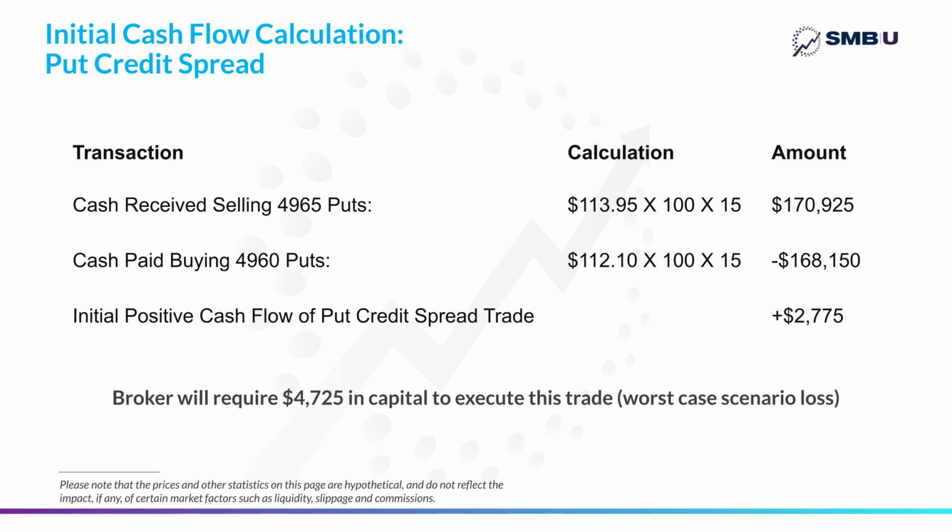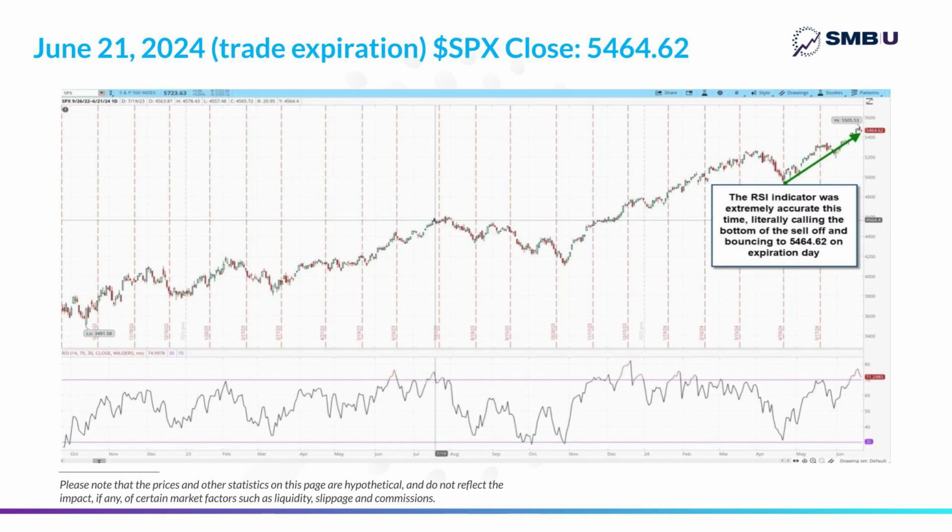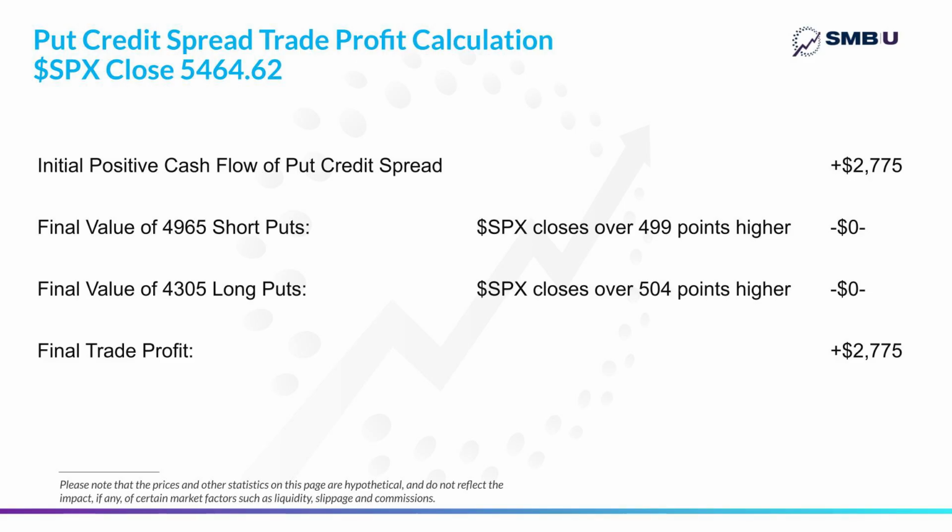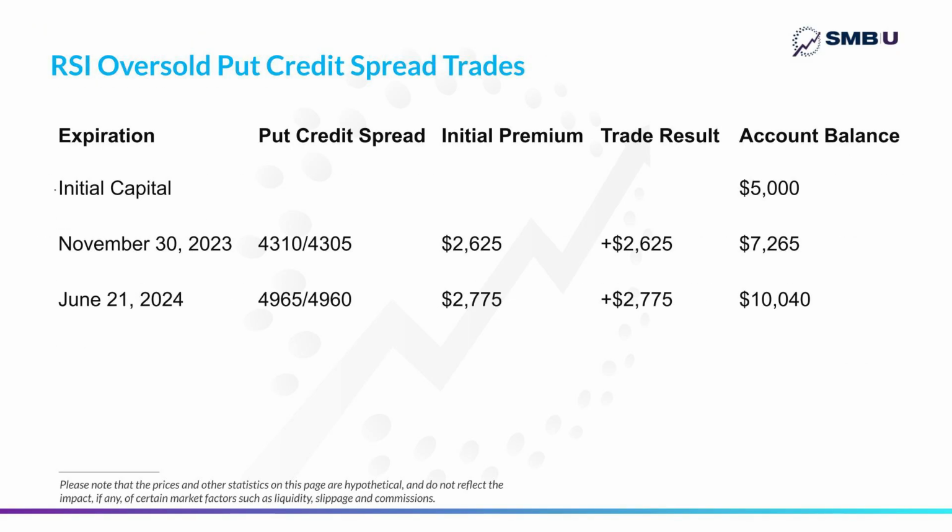And once again, if we move ahead to the day that this trade expires, you'll see that the RSI oversold indicator was really accurate this time, and the index started bouncing immediately, closing on June 21st, the day that this trade expired, at 54.6462, which is way above where both the short and long put options were located. So they again expire worthless, and we once again walk away with all of that positive cash flow from the beginning. And so updating our tally, adding that successful June trade results in your account now more than doubling to 10,040.